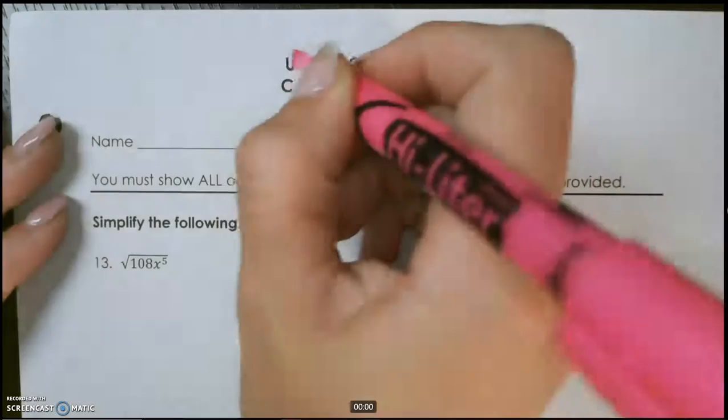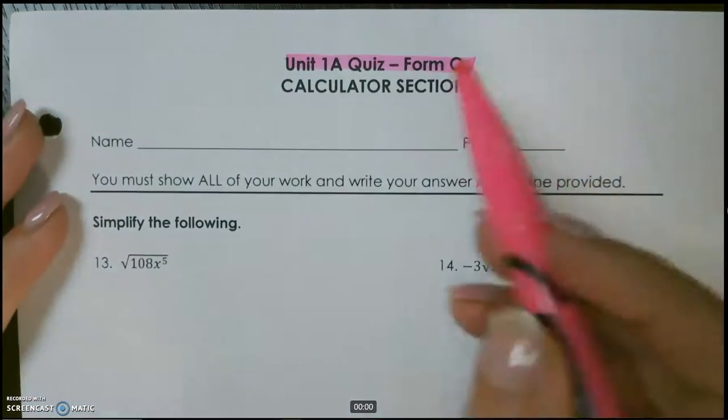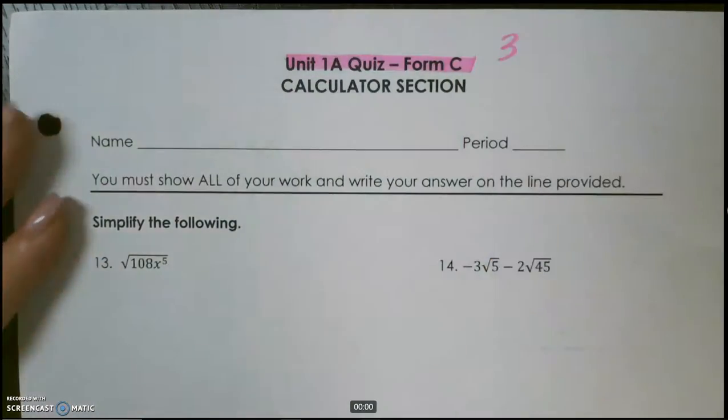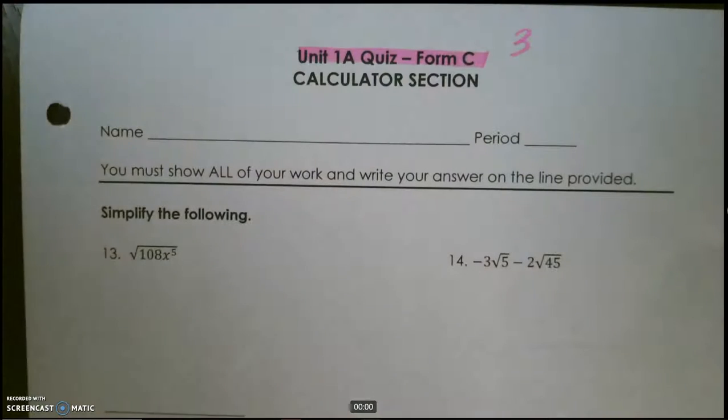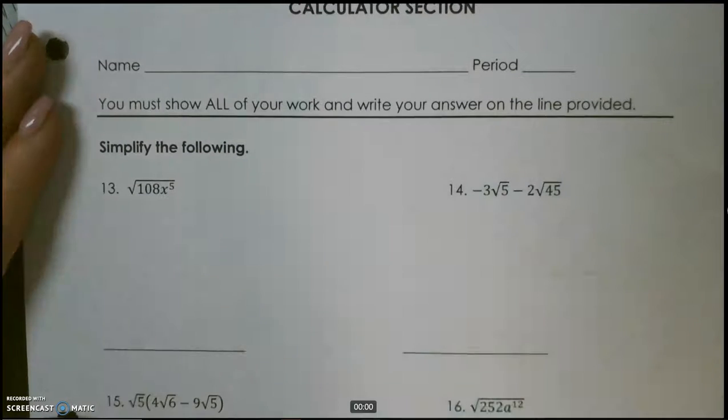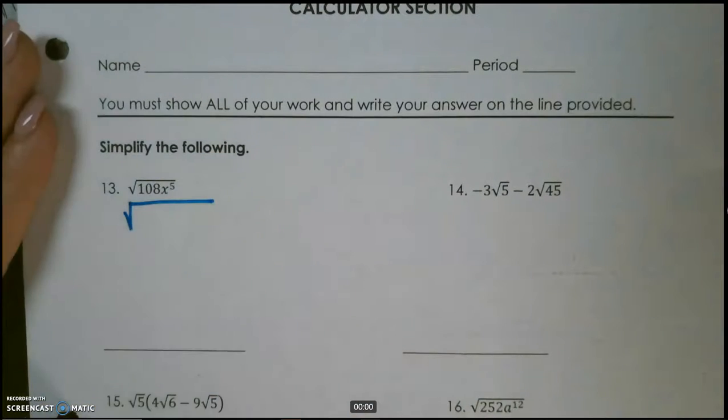All right, guys, in this video, we're going over Unit 1A Quiz Form C, and this is page 3 of Form C. Okay, in this one, it is a calculator section, so you were able to use that calculator to your advantage. So taking a look at the first one, we're going to go ahead and break this up.